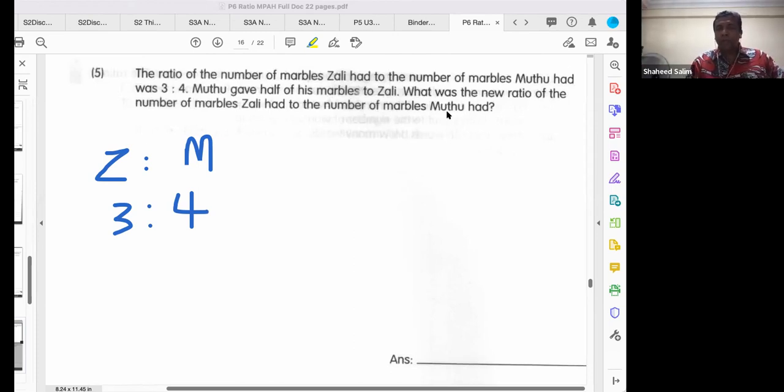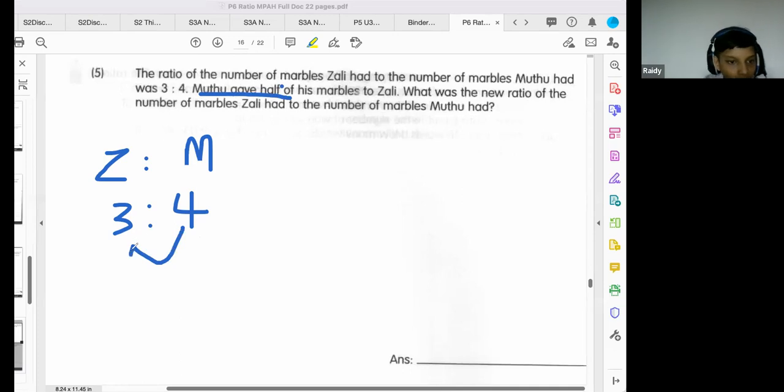So now they say, what was the new ratio of the number of marbles Sally had to the number of... Can I try? Okay, you tell me. Okay, so Mutu had 4. So he gave half of his marble, so it's 4 divided by 2, which is 2, and then you put Zali to plus 2, which is 5, and then Mutu has to be 2. Okay, so down here, good.